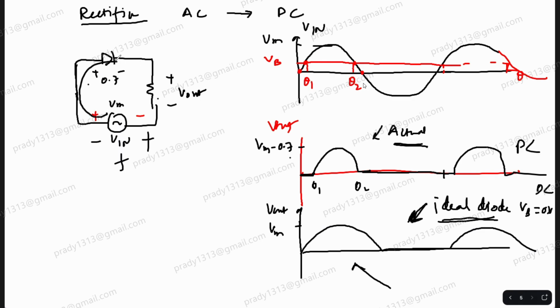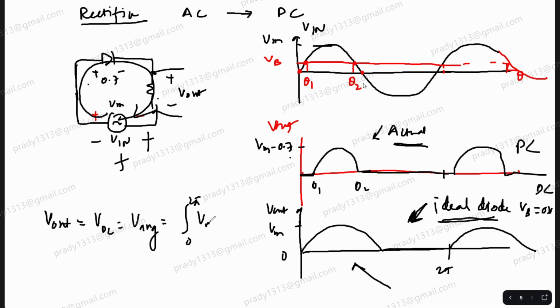Current is going to be unidirectional only, right? So this is a DC output. If I measure the voltage using a multimeter, how much voltage will it give? Vm by 2 root 2? Vm by pi? No, it will not. It will give us the average value in one cycle. So what is the average value in one cycle?